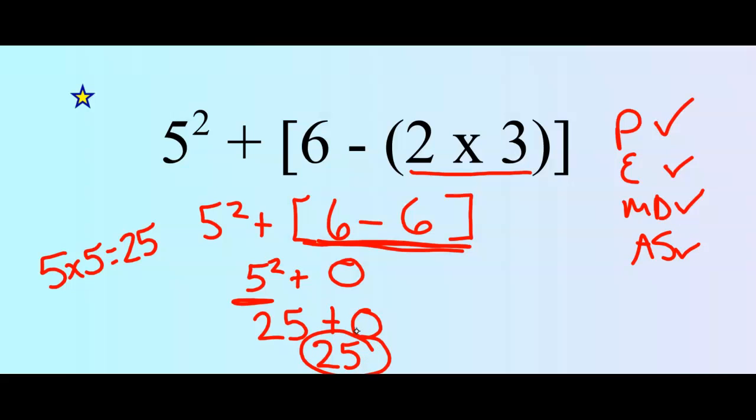Okay, so we did parentheses and then brackets in order for step 1. Then we did exponents, and then we skipped over step 3 because there was no multiplication division, and we finished with addition, 25 plus 0. Okay, hopefully you got the right answer there.